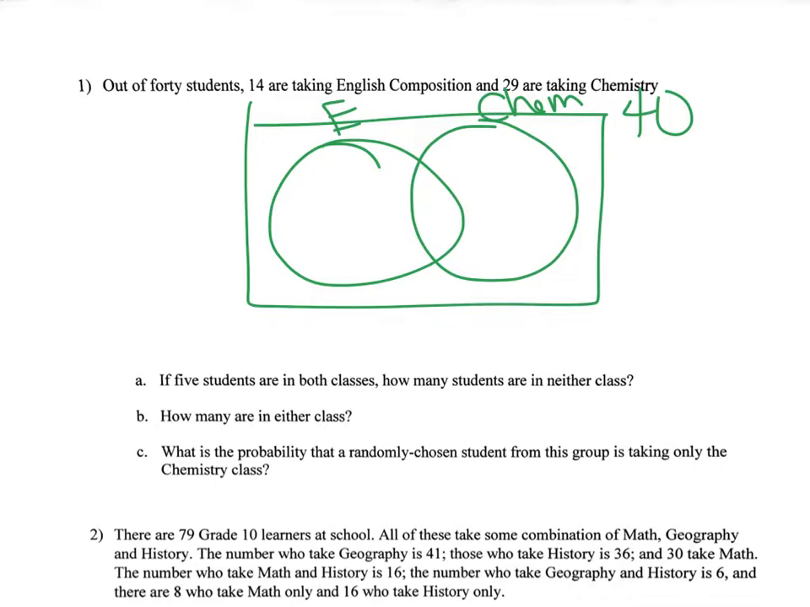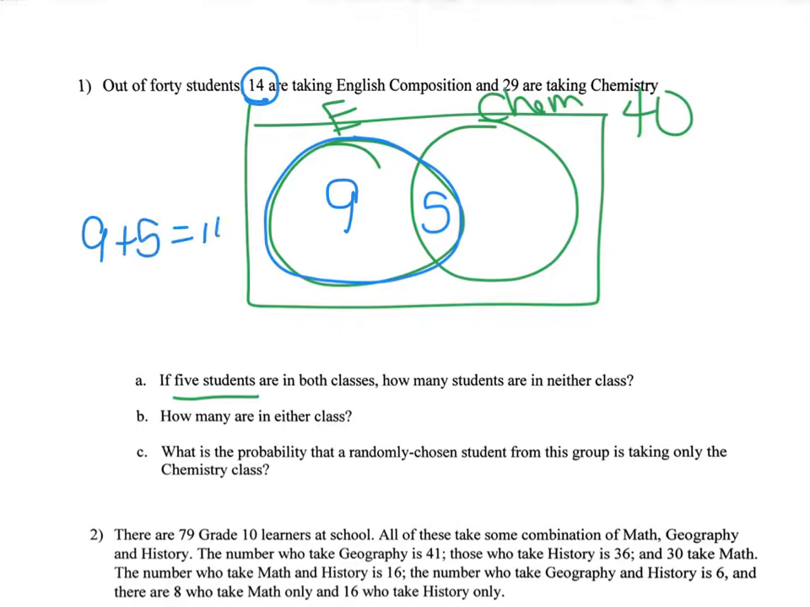How many? Okay, this really isn't enough information. So let me look at part A. If 5 students are in both classes, that makes this easier. 5 are taking both classes, so if English, this whole English circle, has 14, we already have 5 of them right here. So how many are left to make this circle 14? Well, that's 9, because 9 plus 5 is 14.